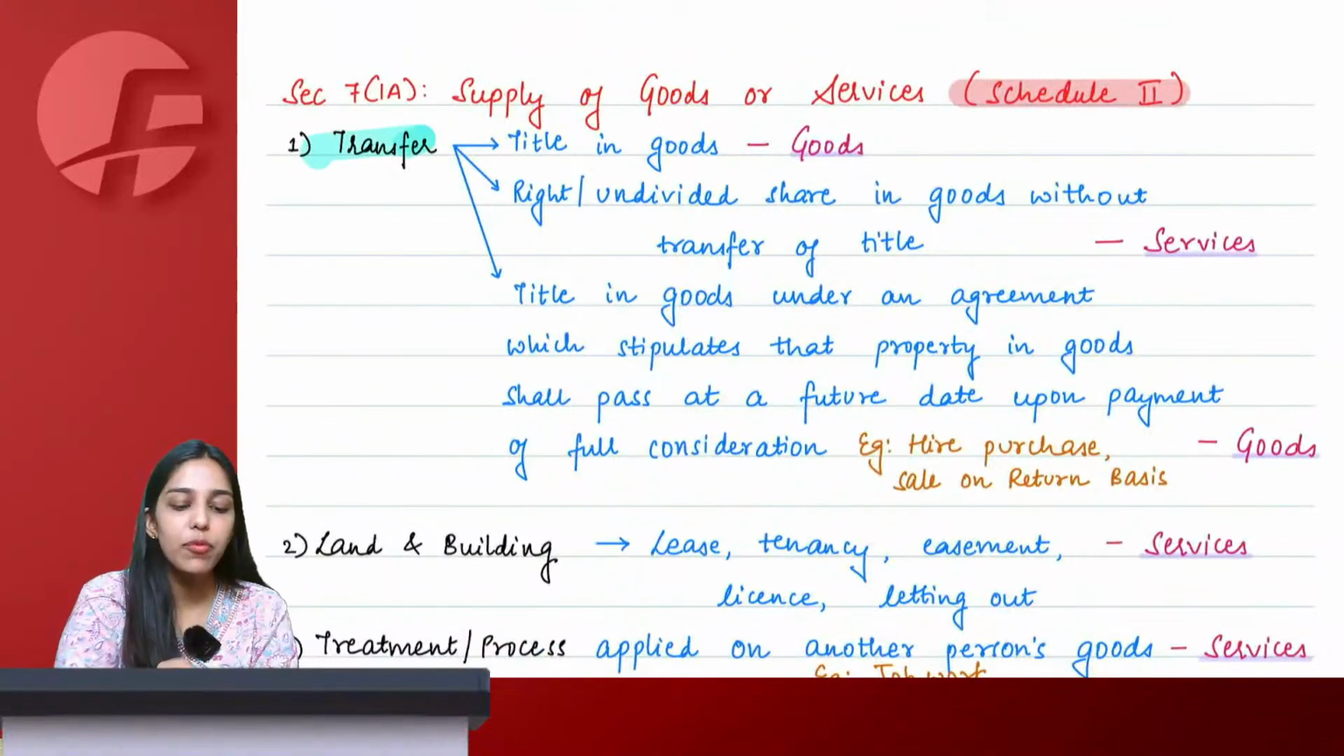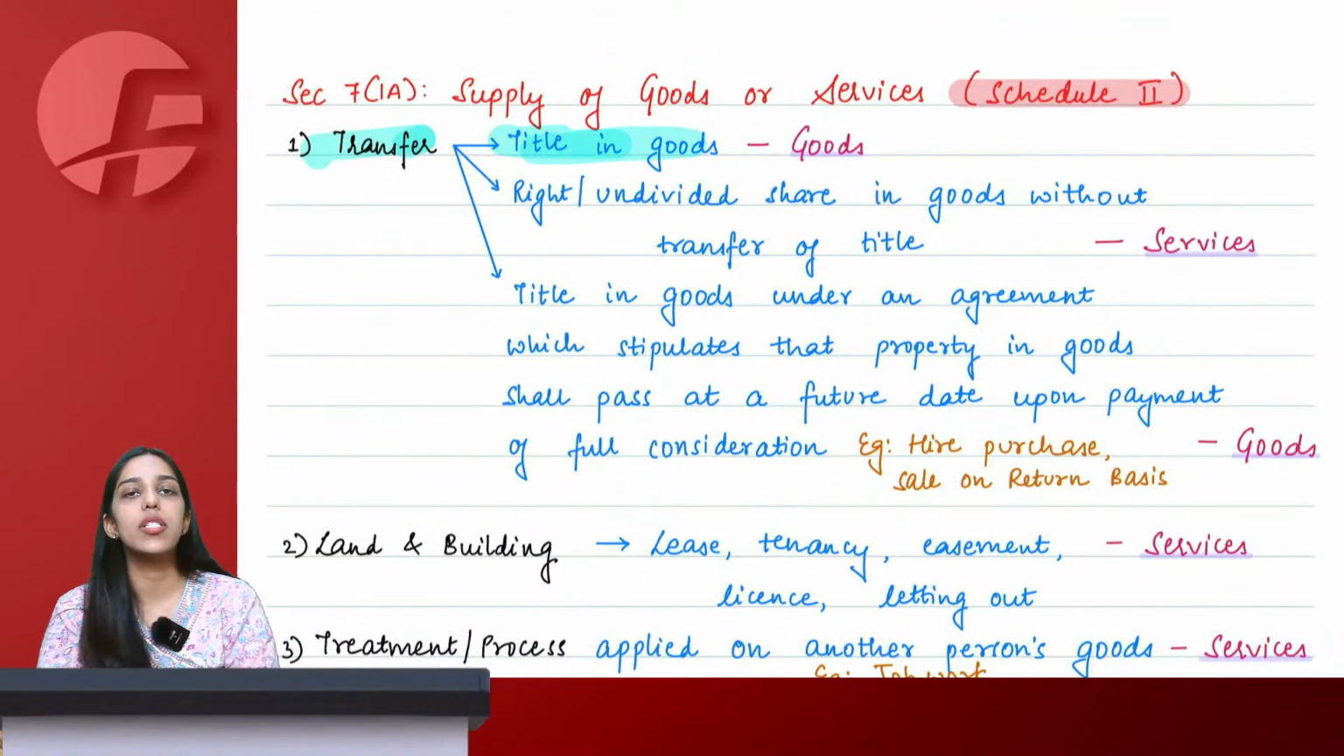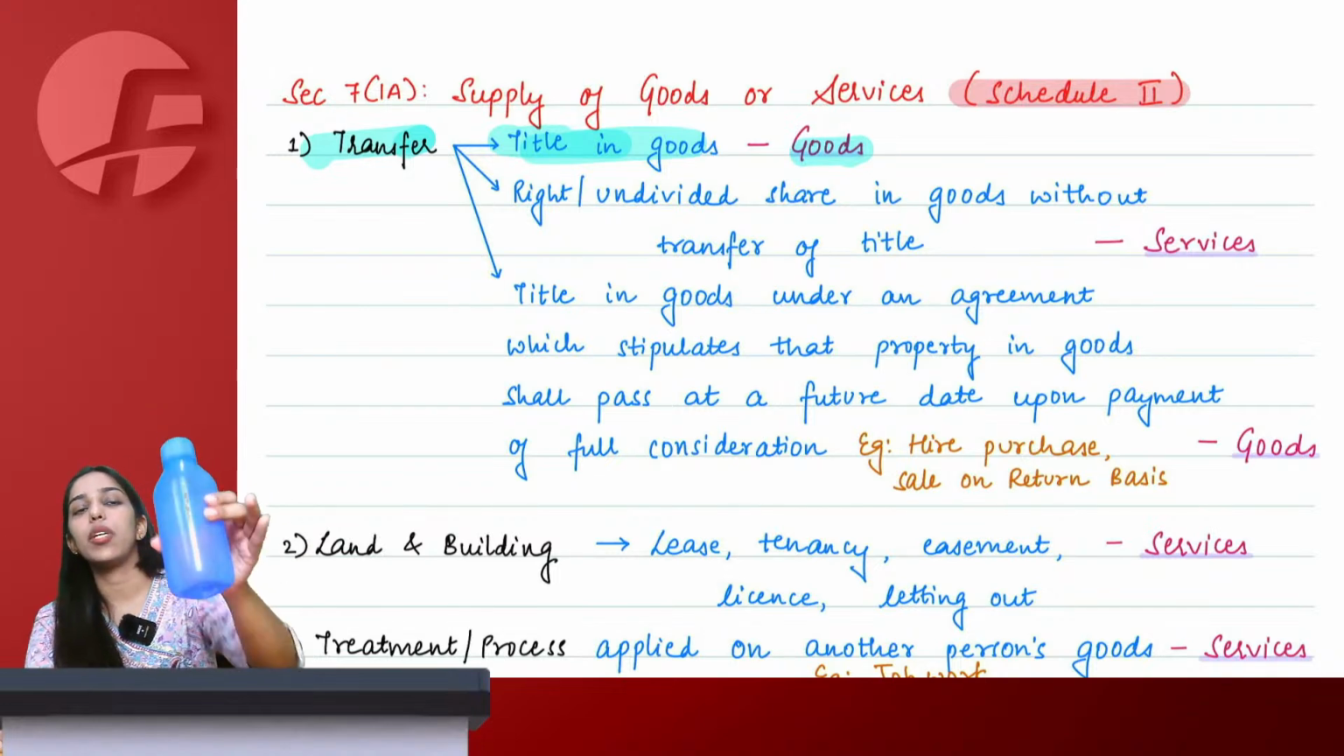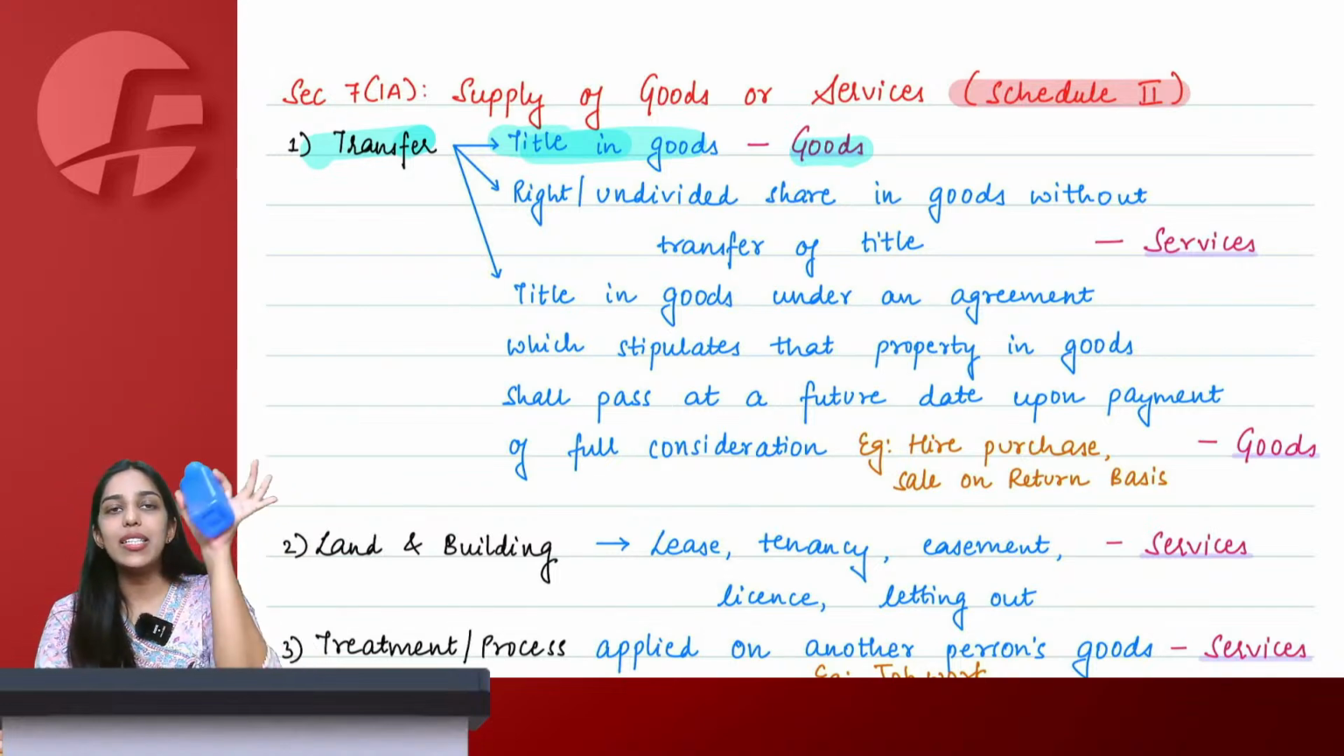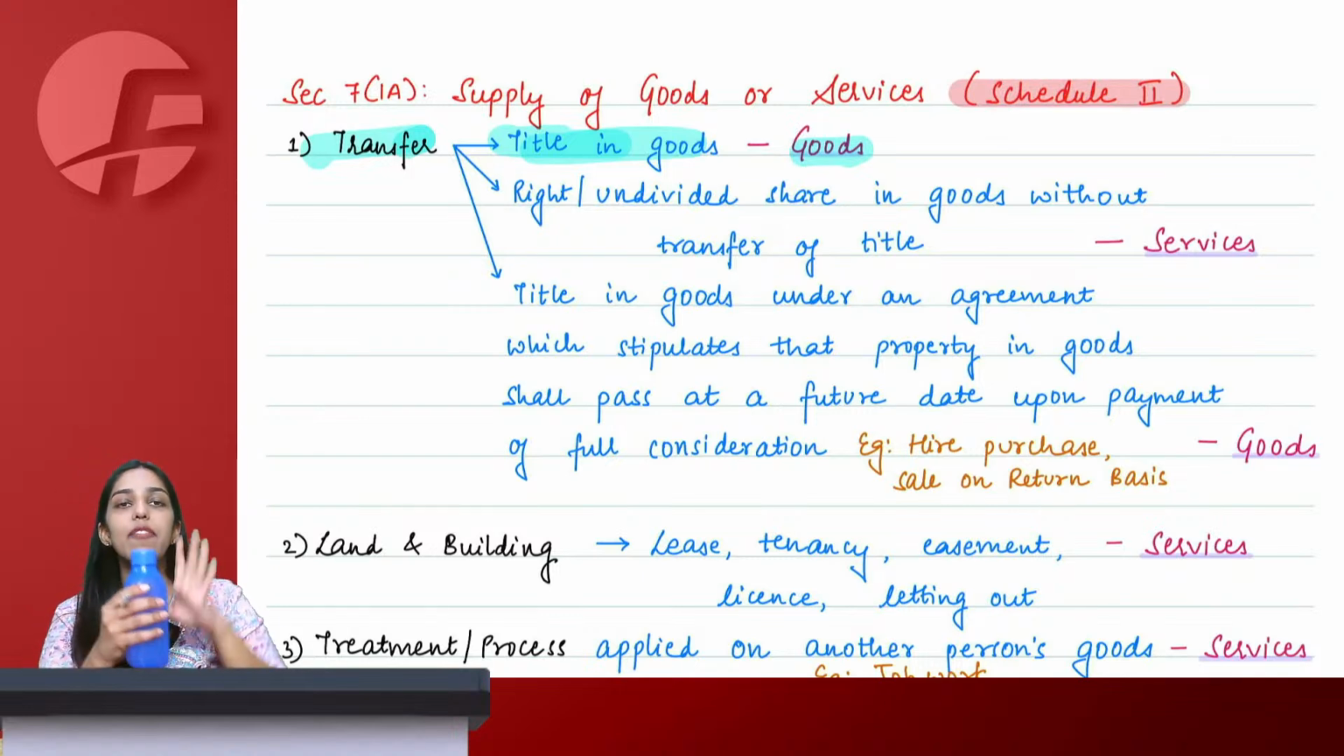So first of all, if I'm transferring the entire title in goods, without a doubt it is goods. This bottle belongs to me. I've sold it to you. Now the bottle belongs to you. I've given the entire title of this bottle to you, which means I've sold the bottle. Bottle being a goods, it is a supply of goods. No doubt about it.